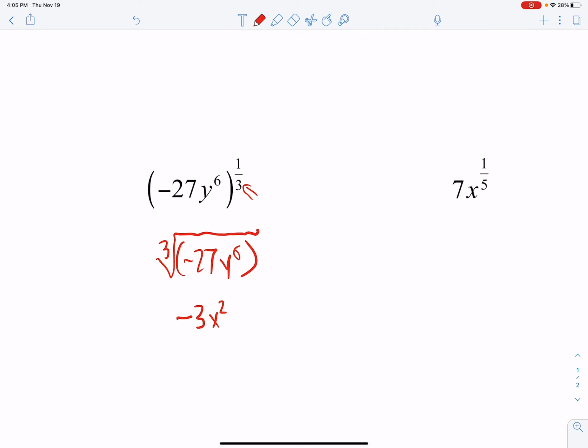Now let's look at our next one, 7x to the 1/5. Think about what's being raised to the 1/5 here. X is raised to the 1/5, the 7 is not. So when we put this in root form, the 7 is just going to stay out front, and only the x goes under the root. And because it's a 5 in the denominator there, it would be 5th root of x. So 7 times the 5th root of x would be the answer.